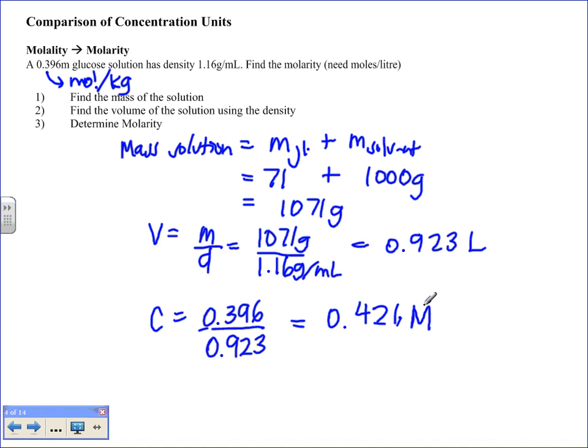Okay, so it's really important to recognize that molarity, which is moles per liter of solution, is big M for its unit, and molality is moles per kilogram of solvent, and it's lowercase m for its unit.